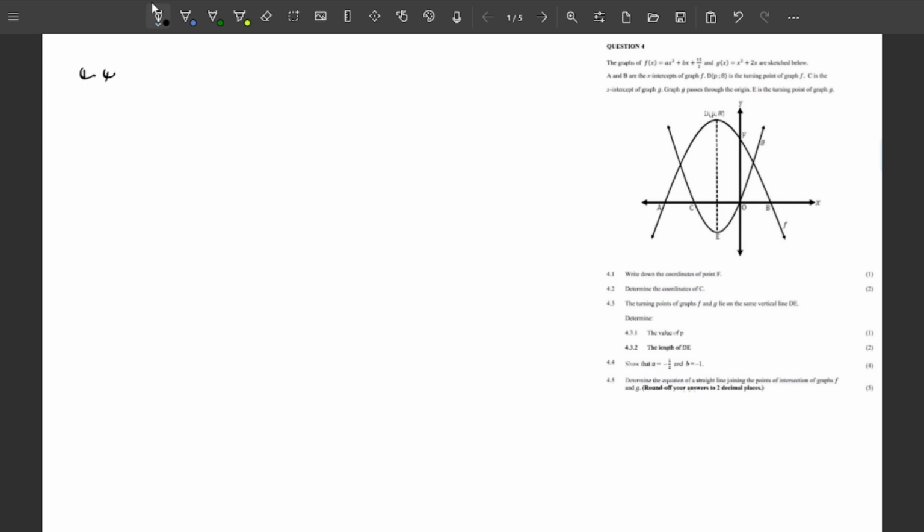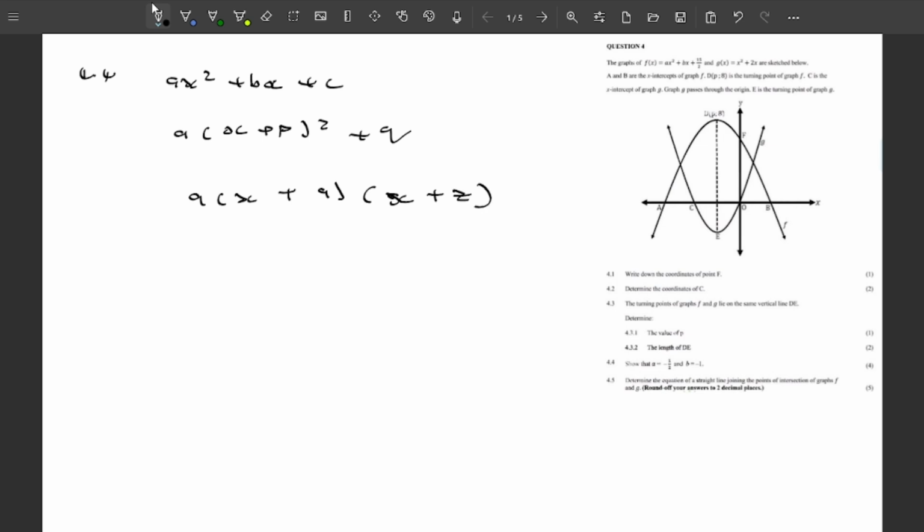There are 3 ways to describe a quadratic function. It's this way, ax squared plus bx plus c, and the other way is a(x plus p) squared plus q. Now the third one is a(x plus a value), let's say x plus z. These are 3 ways of which you can describe your quadratic function.